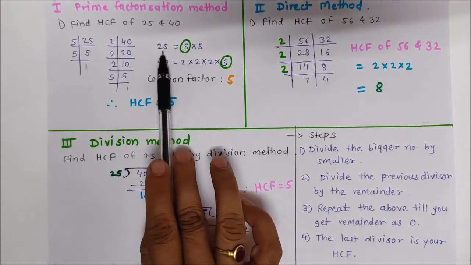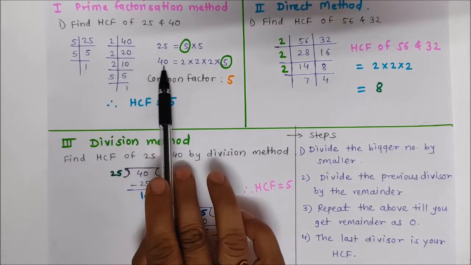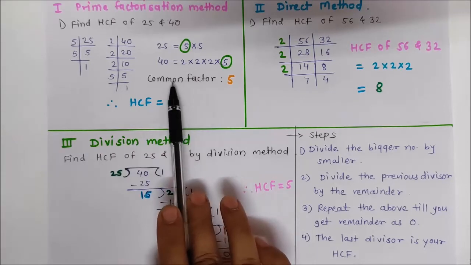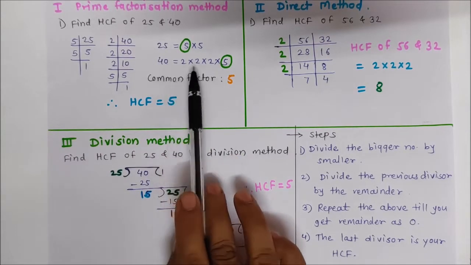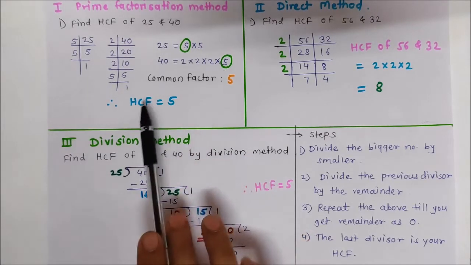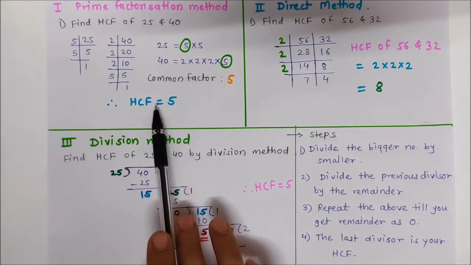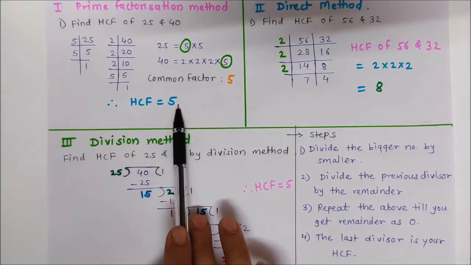So the prime factors of 25 is equal to 5 into 5. The prime factors of 40 is equal to 2 into 2 into 2 into 5. So the common factor between 25 and 40 is 5. Therefore HCF means what? HCF means the common factors between the numbers. So here the HCF is equal to 5.